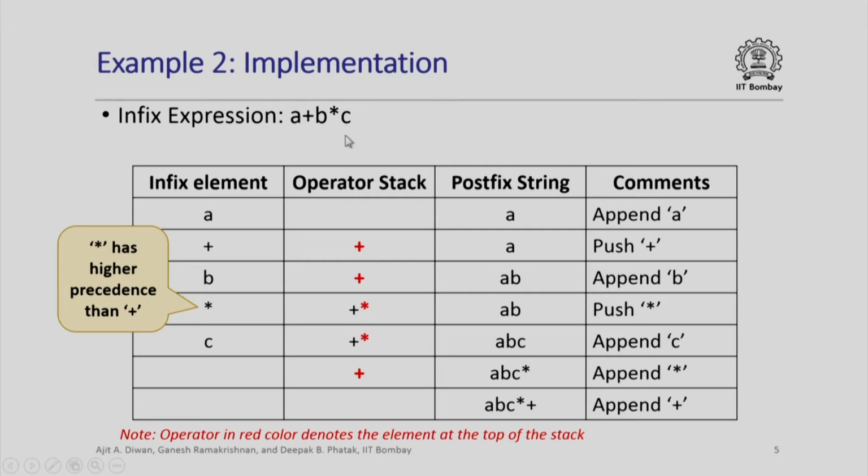A plus B star C. We have two operators and three operands. Follow the same process. We look at every character of the expression one by one. We see A here, we append it to the postfix string. We see plus here, we push plus to the operator stack. We see B next, this B is appended to the postfix string. Now we see star. We note that star has a higher precedence than plus, which is the previous operator. Therefore, we push this star operator onto the stack. Then we see C. C is appended to the postfix string.